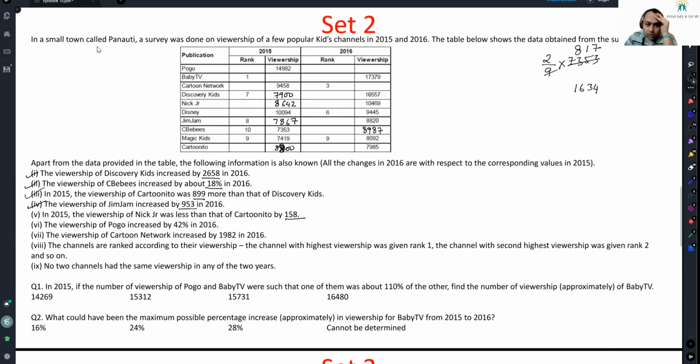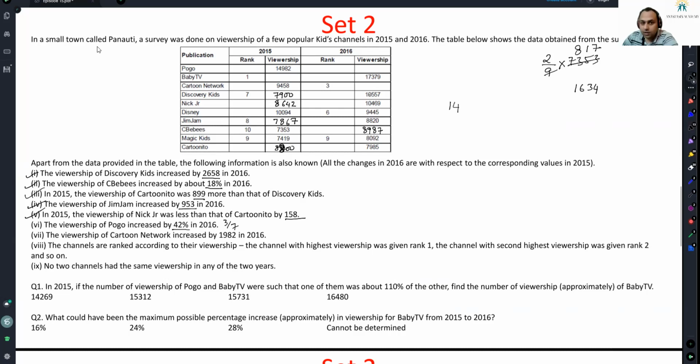8,642. Cool. This is also done. The viewership of Pogo increased by 42% in 2016. Now see, 42%, I see it to be roughly equal to 3 by 7. Why am I getting 3 by 7? With 7 in the denominator, I have 14,982.